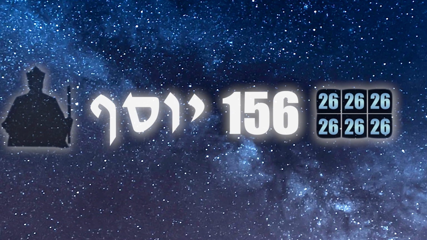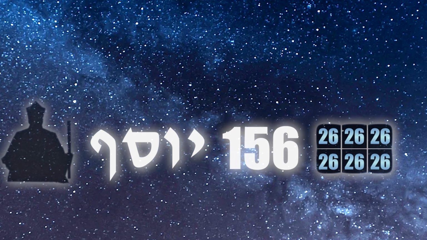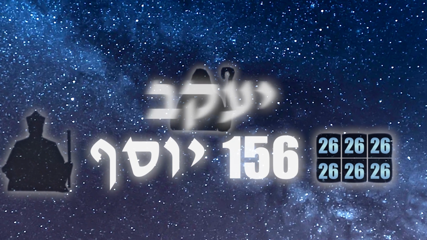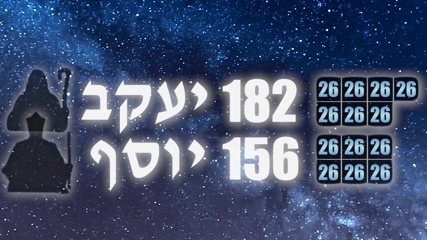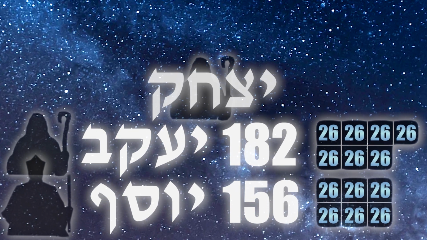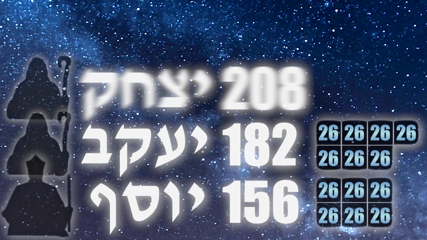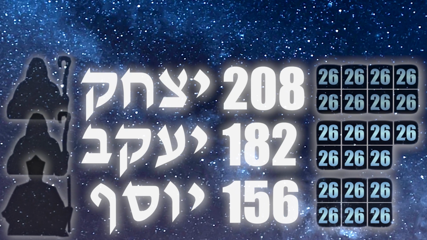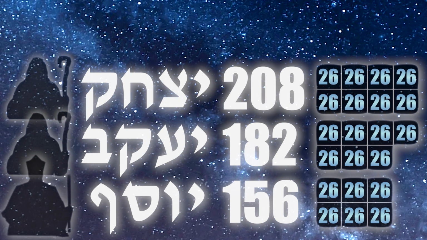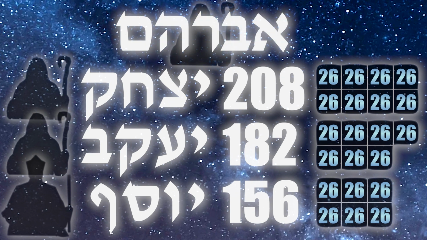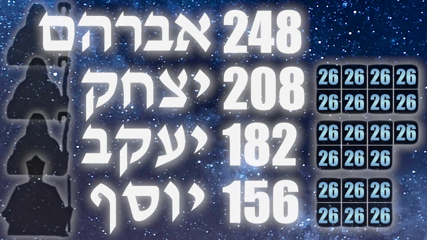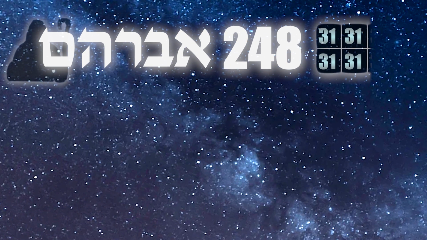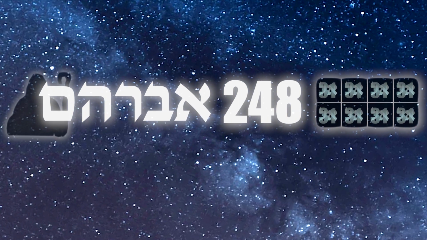The numeric value of the name of Yosef's father, our patriarch Jacob, Yaakov Avinu, is 182, or 7 times the Tetragrammaton. And the name of Yaakov's father, Isaac, Yitzhak Avinu, has the value of 208, 8 times the Tetragrammaton. The numeric value of Avraham, the first patriarch, is 248, not a multiple of 26. It is, however, 8 times 31, the value of another of God's names.